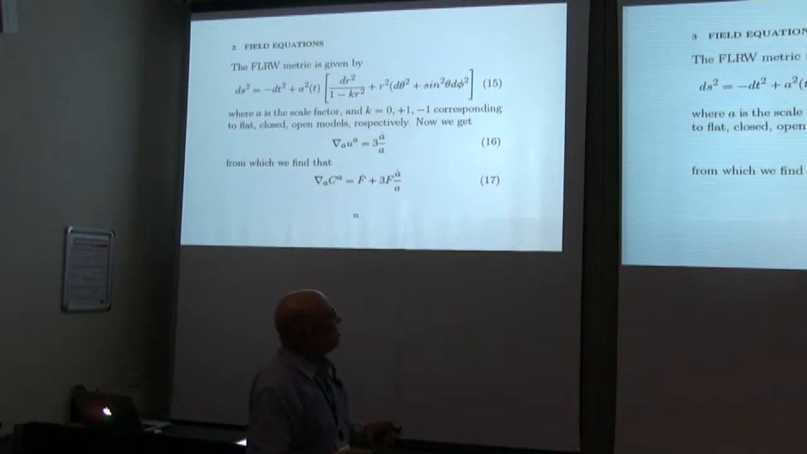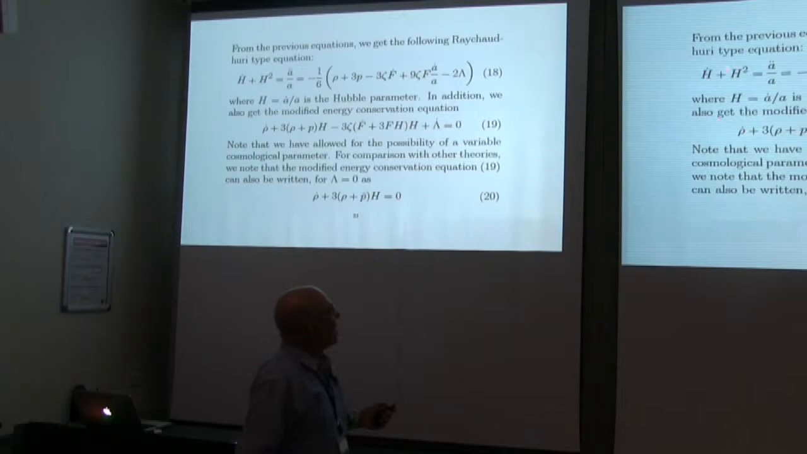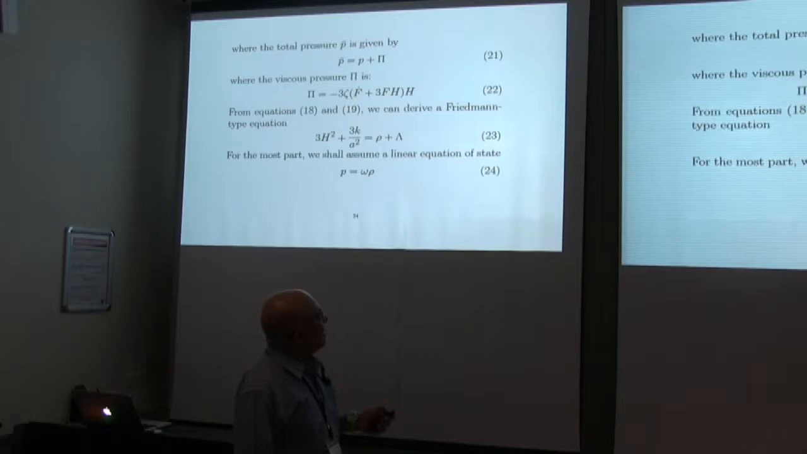So if you look at the Robertson-Walker metric, then we get this equation here and this one. And if we write down the corresponding equation that we need to analyze, this is like the Raychaudhuri-type equation. This is the analog of the energy conservation equation. If one looks at what the pressure is modified by, it's modified by this, and this is given by this function here, which involves this F.